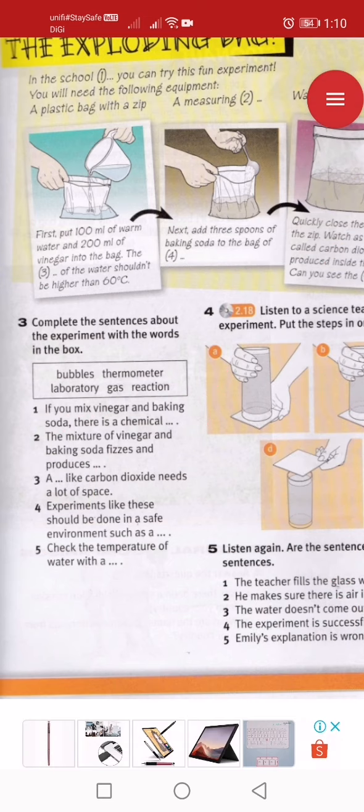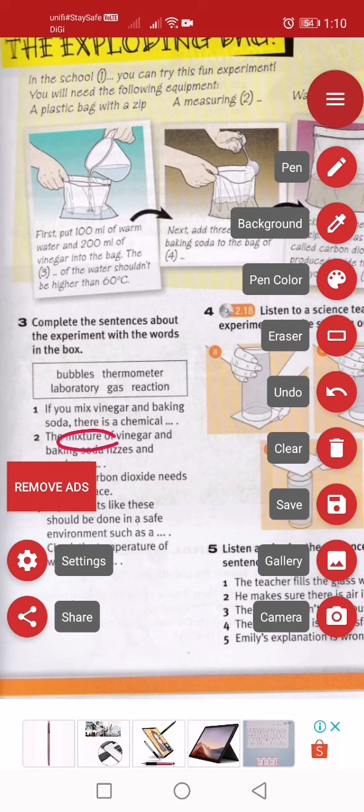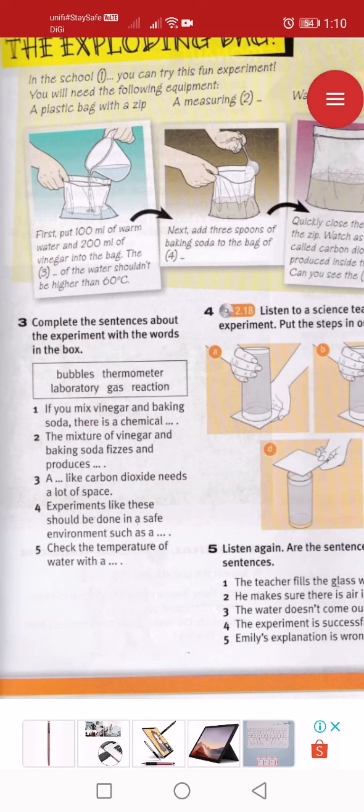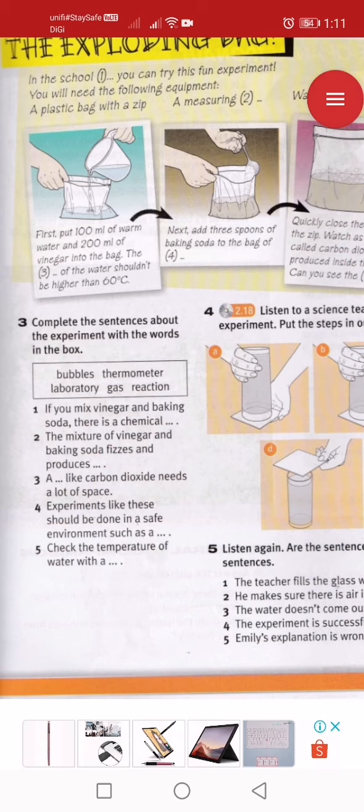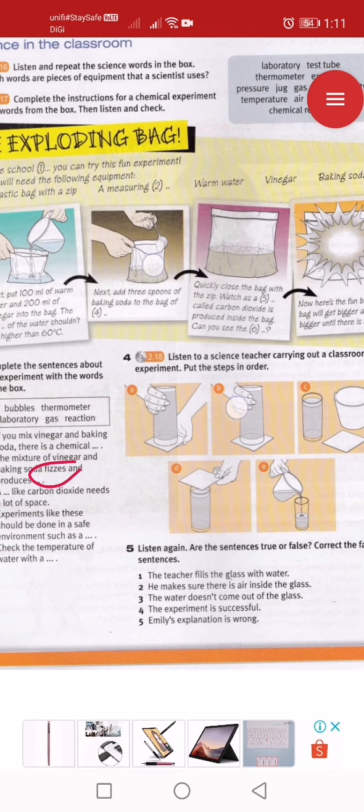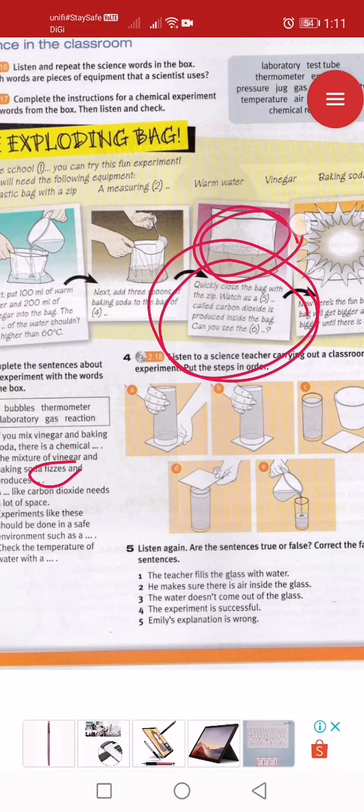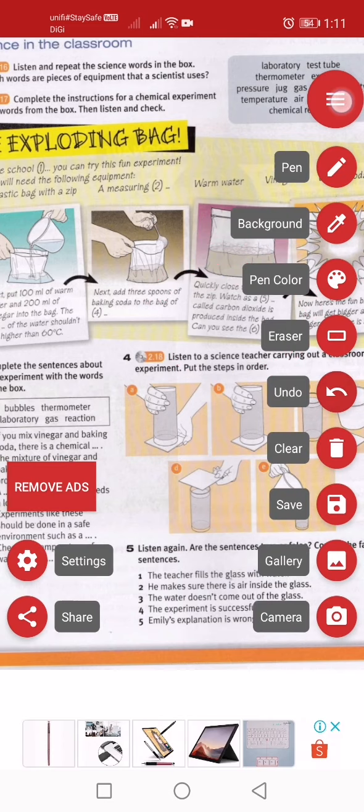Number 2, the mixture. Mix ialah campur, kelas. Number 2, the mixture ini ialah campuran. The mixture of vinegar and baking soda fizzes. Fizzes tu macam bunyi tu kan. Kalau dia banyak gas, kalau kamu buka tutup tu, shhh, itu ialah fizzes. And produces apa? Dia menghasilkan, bukan saja ada fizz, dia ada apa? The answer is in this one. Apa yang dia hasilkan? Tengok gambar ini. Okay, that's the answer for question number 2.